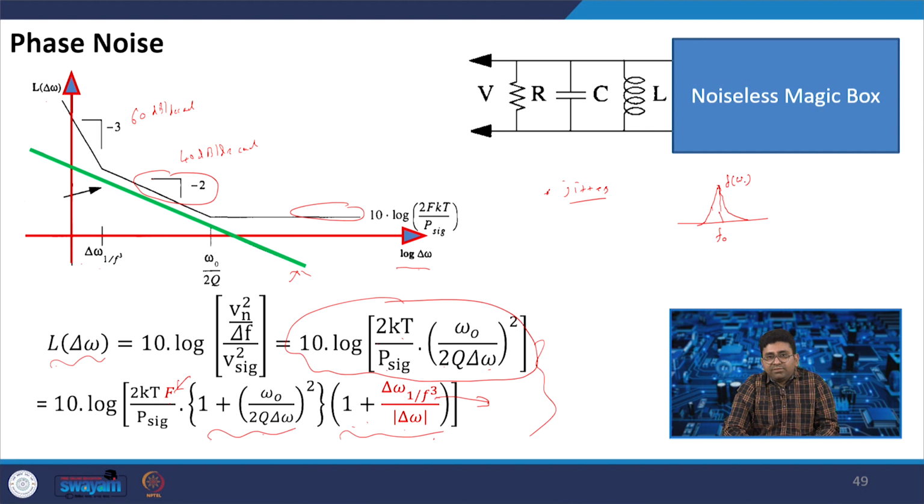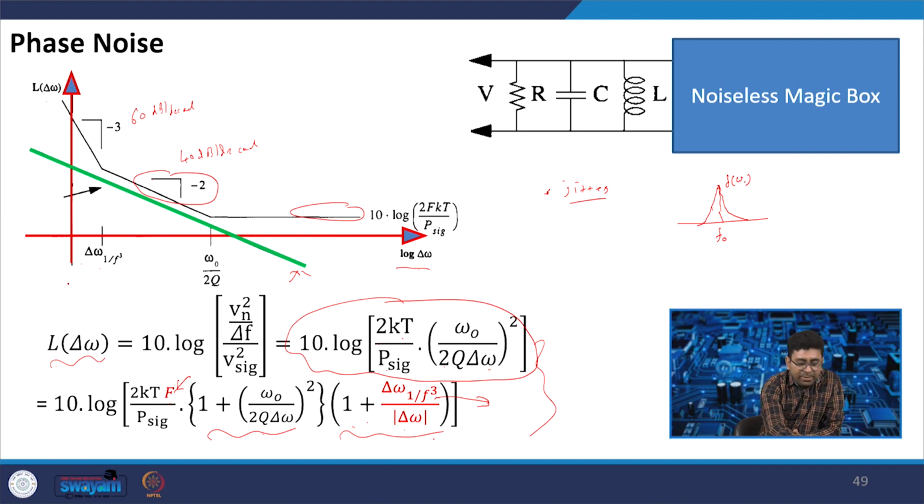If you are interested in understanding more about phase noise, there are various phase noise models available in the literature. You can go through it. The fundamental important thing in phase noise is that it has a third order slope, a second order slope, and a constant throughout the frequency as thermal noise.